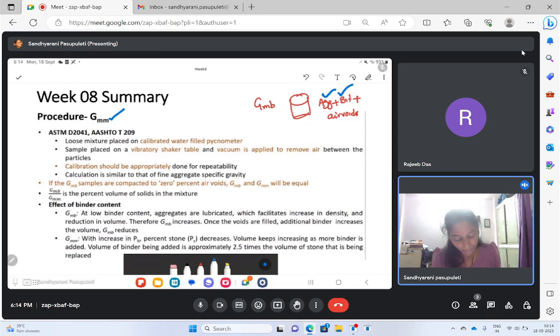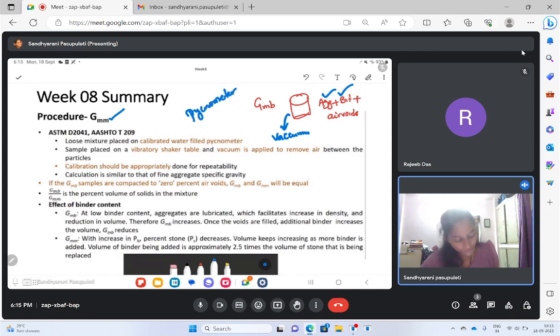So we have a method. One method is we can use the Corelok method, which we have used for calculating the vacuum sealed method for this compacted bituminous mixture. We can use the same method for the calculation of theoretical specific gravity also, but that always requires a higher amount of loose mixture to be prepared. So in addition to that, using the same concept, we can also go for this pycnometer method.